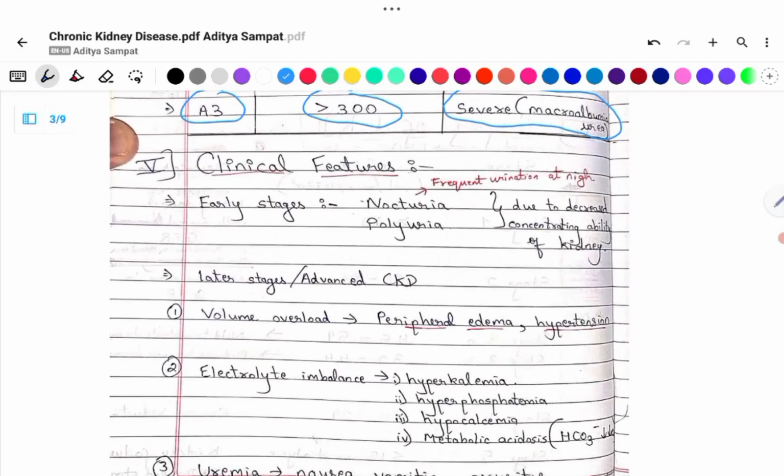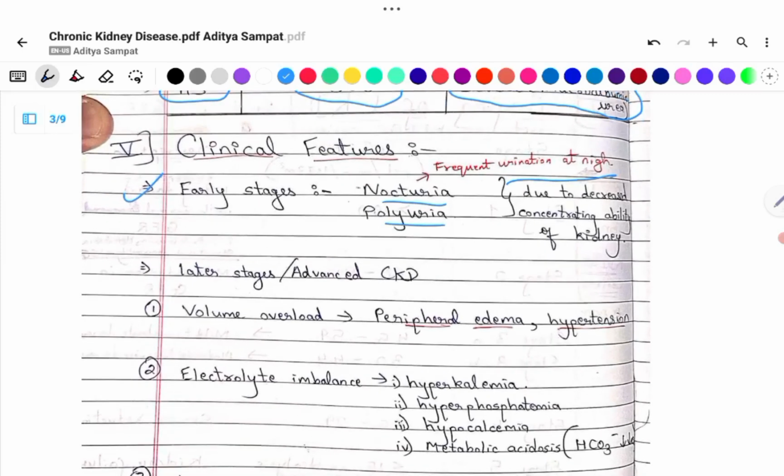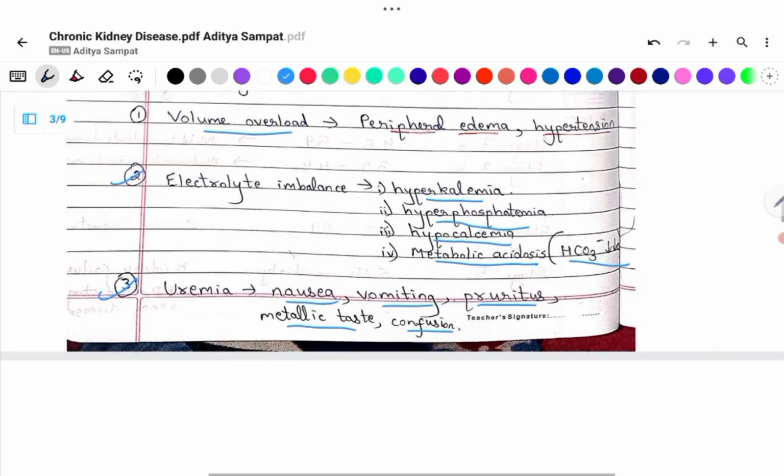Clinical features. First, early stages. There is nocturia, frequent urination at night, and polyuria. All this due to decreased concentrating ability of kidney. In later stages and advanced CKD, there is volume overload, leading to peripheral edema and hypertension. There is electrolyte imbalance, leading to hyperkalemia, hyperphosphatemia, hypocalcemia, and metabolic acidosis. HCO3 decrease. Third, uremia. There is nausea, vomiting, pruritus, metallic taste in mouth, and confusion.